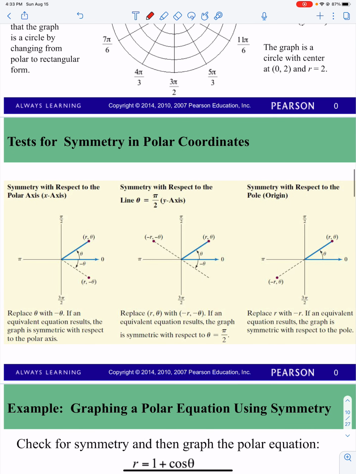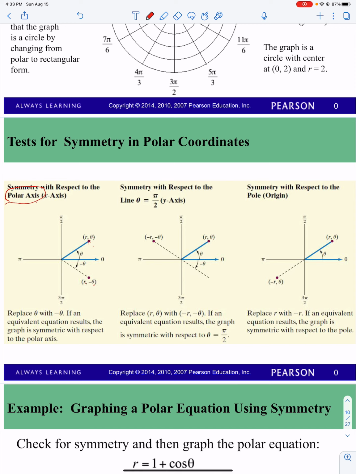So the tests for symmetry. There are a lot of homework questions related to this. What will be the symmetry with respect to the polar axis? This is the polar axis. It used to be symmetric to the x-axis. What happens? Your x value, your r, stays the same, your y goes to negative. So theta goes to negative theta. This is what it means to be symmetric to the polar axis.